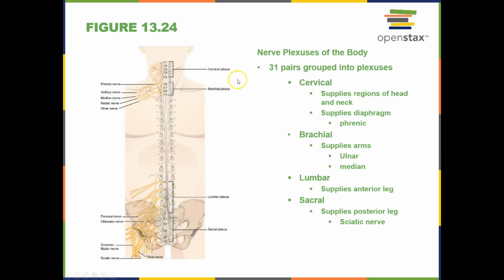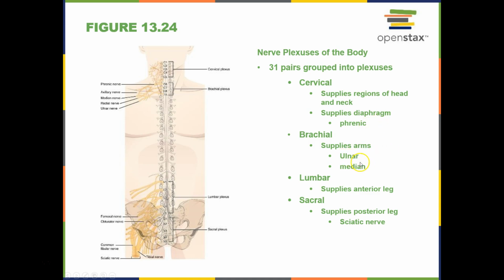And then I told you before that there are 31 pairs of spinal nerves, but you only have to know a few of those nerves. The ones that I have listed are the ones that I'm really going to be focusing on. Cervical supplies the head and neck, and the diaphragm. And the phrenic nerve is the one nerve that I really care about in this group. Brachial supplies the arm. I'm going to mainly focus on these two nerves, the ulnar and the median. There's lots of nerves, but these are the two I want you to focus on. Phrenic nerve stimulates the diaphragm to breathe.